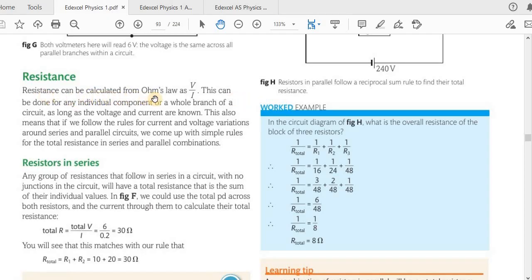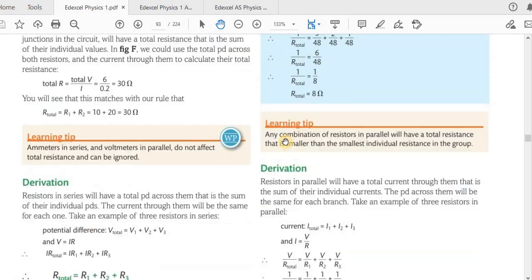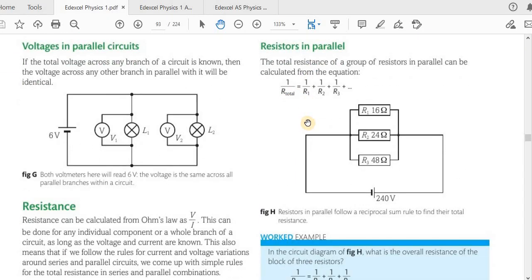Resistance can be calculated from Ohm's law. This can be done for an individual component or a whole branch of a circuit as long as the voltage and current are known. This also means that if we follow the rules for current and voltage variations around series and parallel circuits, we come up with simple rules for the total resistance in series and parallel connections. So we will see the details now. First we will see resistors connected in series, and then resistors connected in parallel, and how to derive this equation.